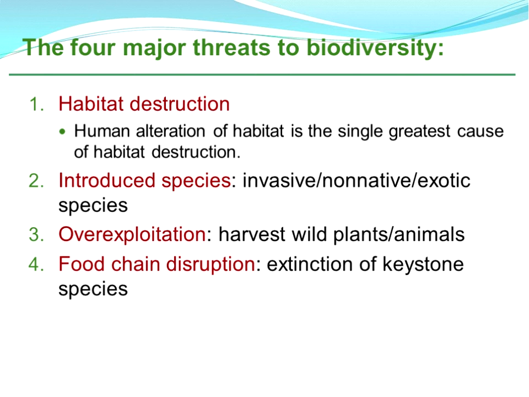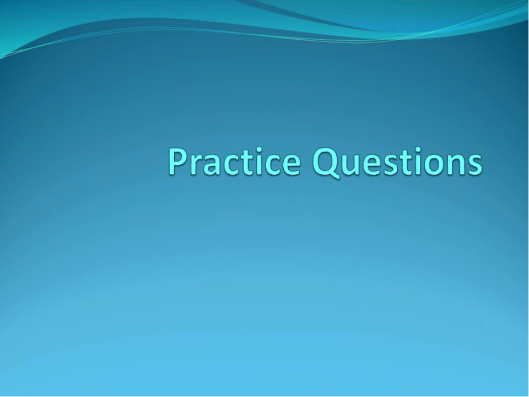Overexploitation, harvesting wild plants and animals basically to the point of extinction. And any food chain disruption, so when we have keystone species in particular being affected and becoming extinct, that's going to have major impacts on our biodiversity and ecosystems. So those are the four main things.